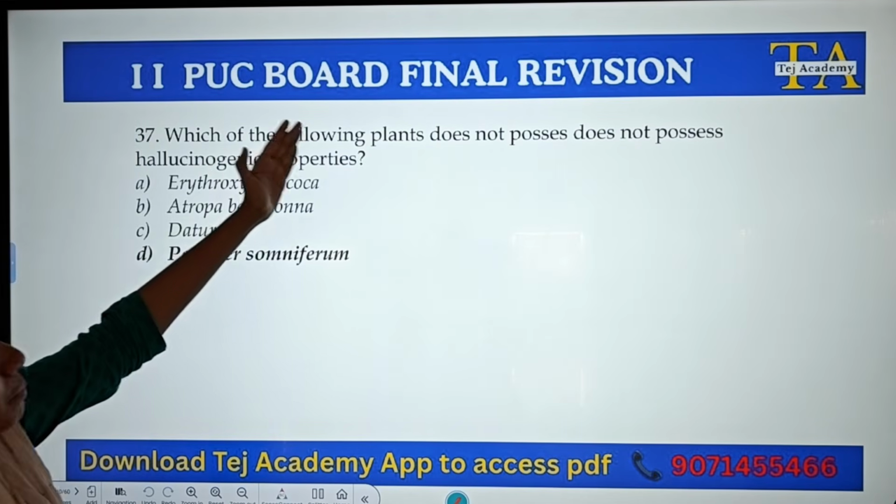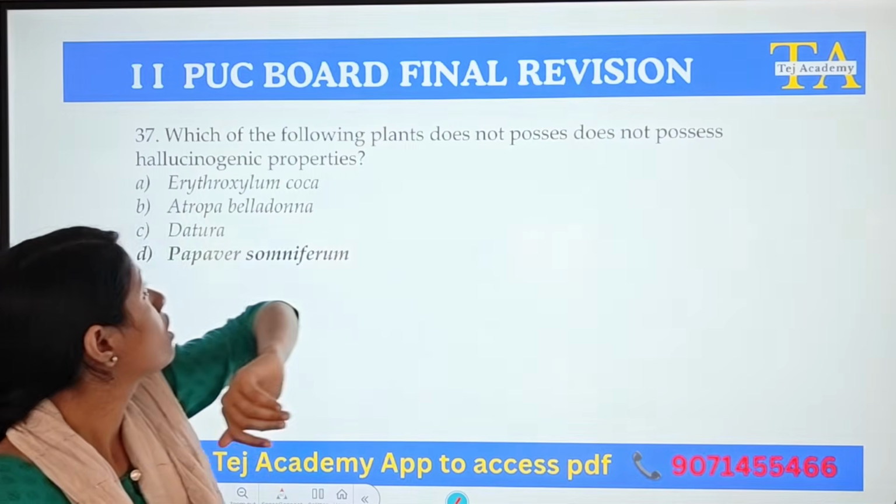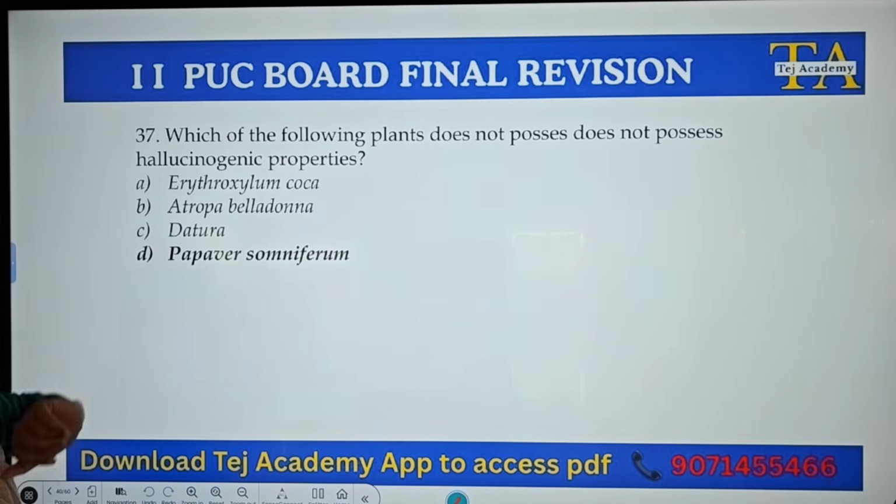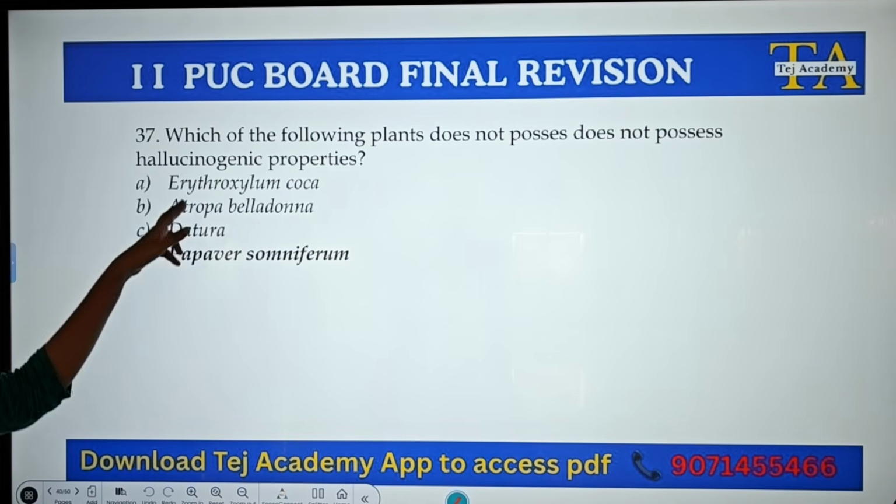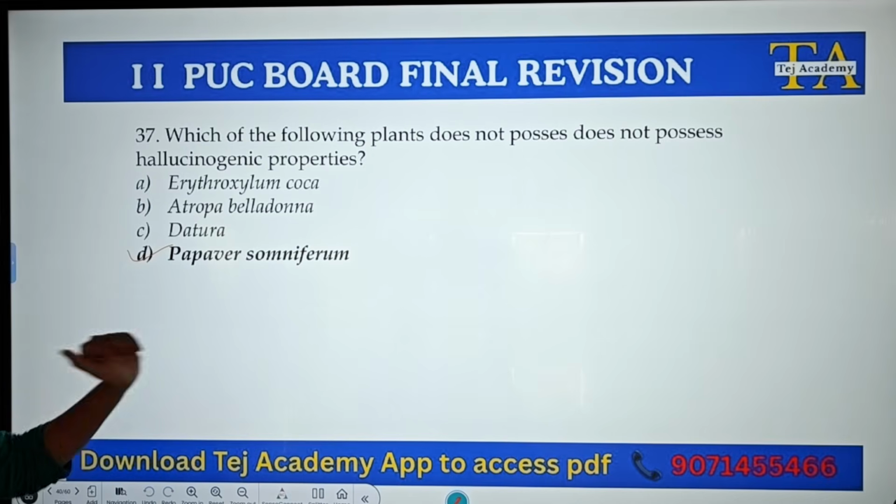And this question is, which of the following plants does not possess a hallucinogenic property? The answer is Papaver somnifera. And this is the only plant among all these plants that doesn't possess hallucinogenic property.